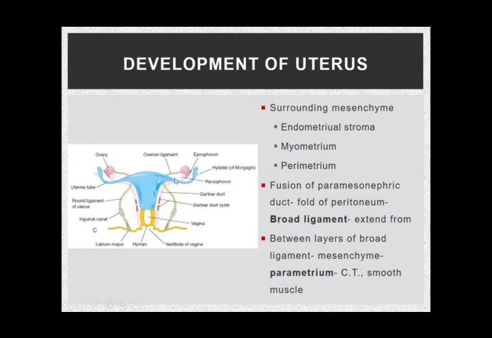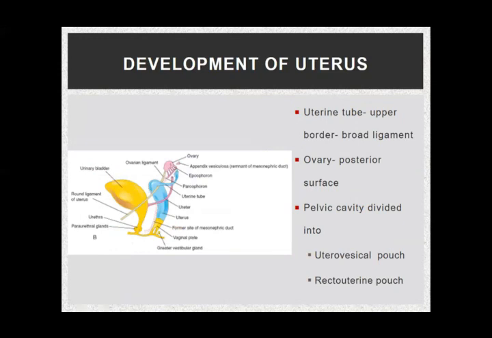And the part of the pelvis which is lying posterior to the uterus and the posterior leaf of the broad ligament, and posteriorly we have the rectum. So between the uterus and the rectum, this part of the pelvis is the recto-uterine pouch. So the pelvis is divided into two, a uterovesical pouch and a recto-uterine pouch. This is by the presence of the broad ligament.